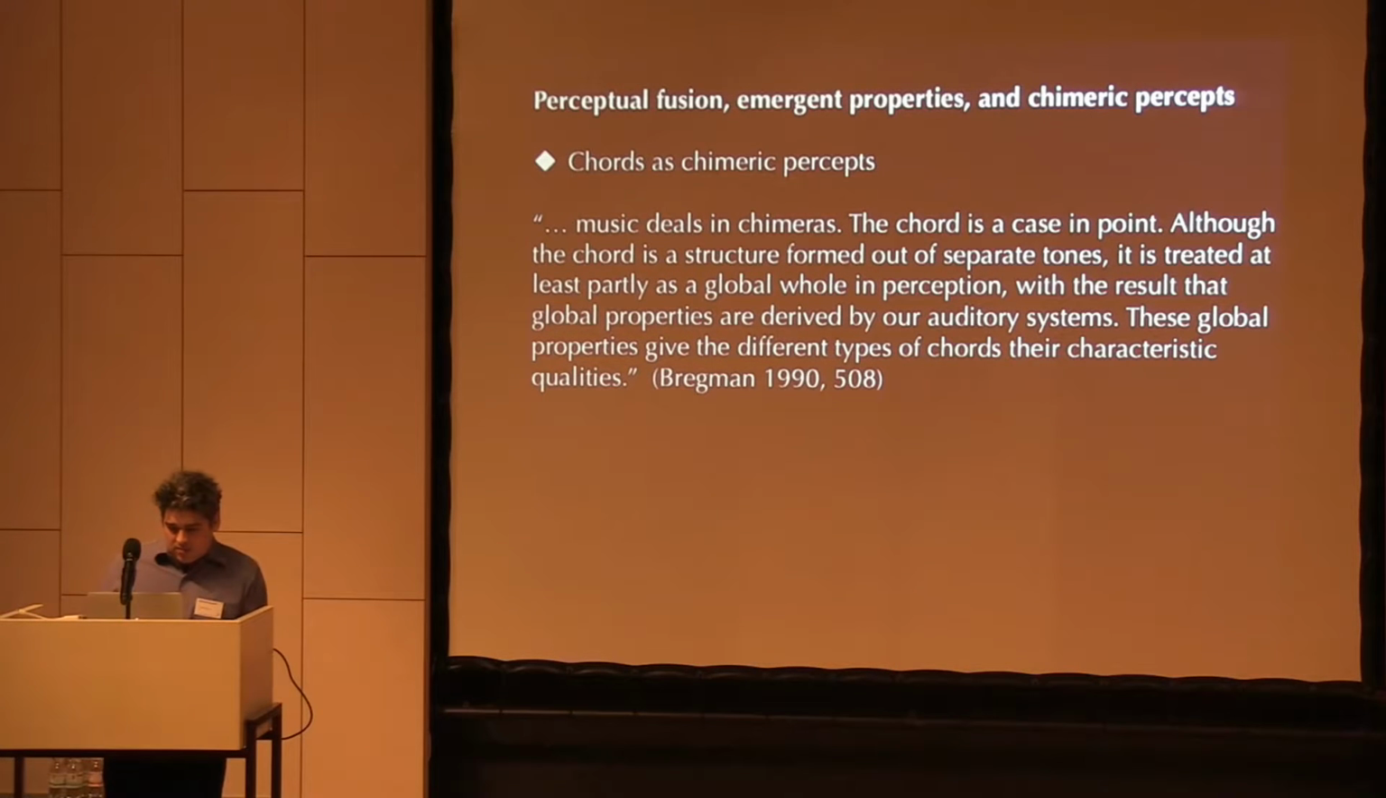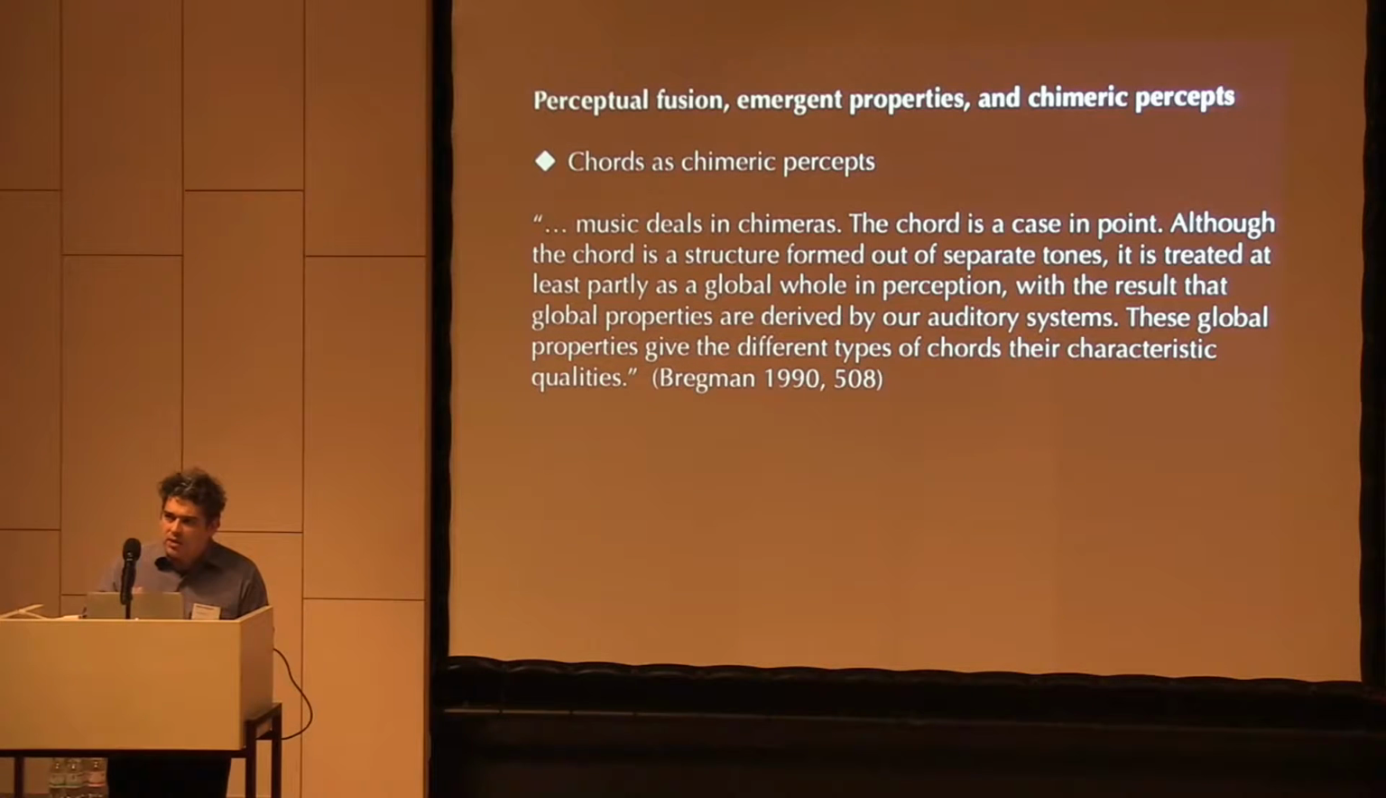The chord, as Bregman notes, is actually a case in point, and this is going to lead me into the next several examples, particularly because I'm trying to associate harmony and timbre as a chimeric percept. The chord, Bregman says, is a structure formed out of separate tones, but at least partly is heard as a global whole in perception. So we get these global properties from our auditory systems. And these give chords of all different sorts various characteristic qualities.